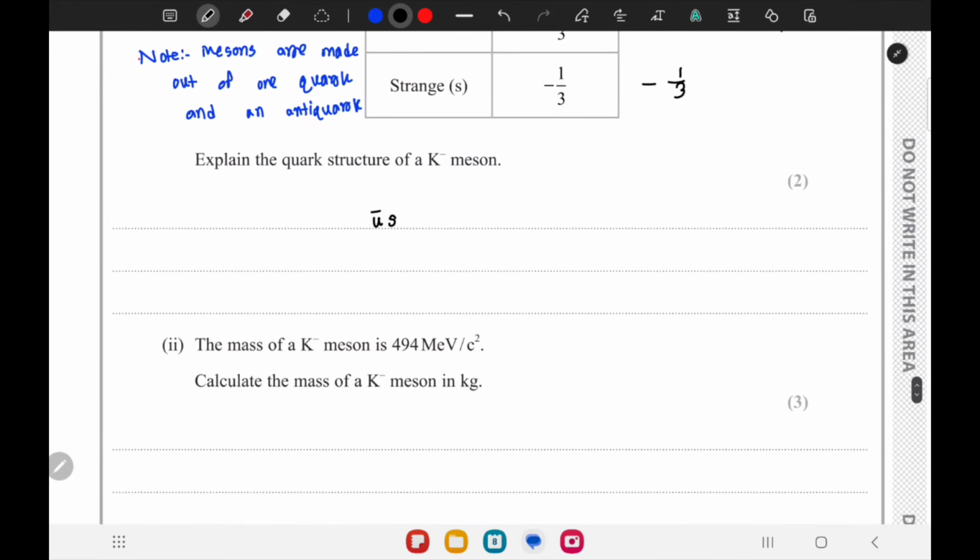We have to explain the structure as well. So the meson must be a quark anti-quark pair with charge -1 and must contain a strange quark.